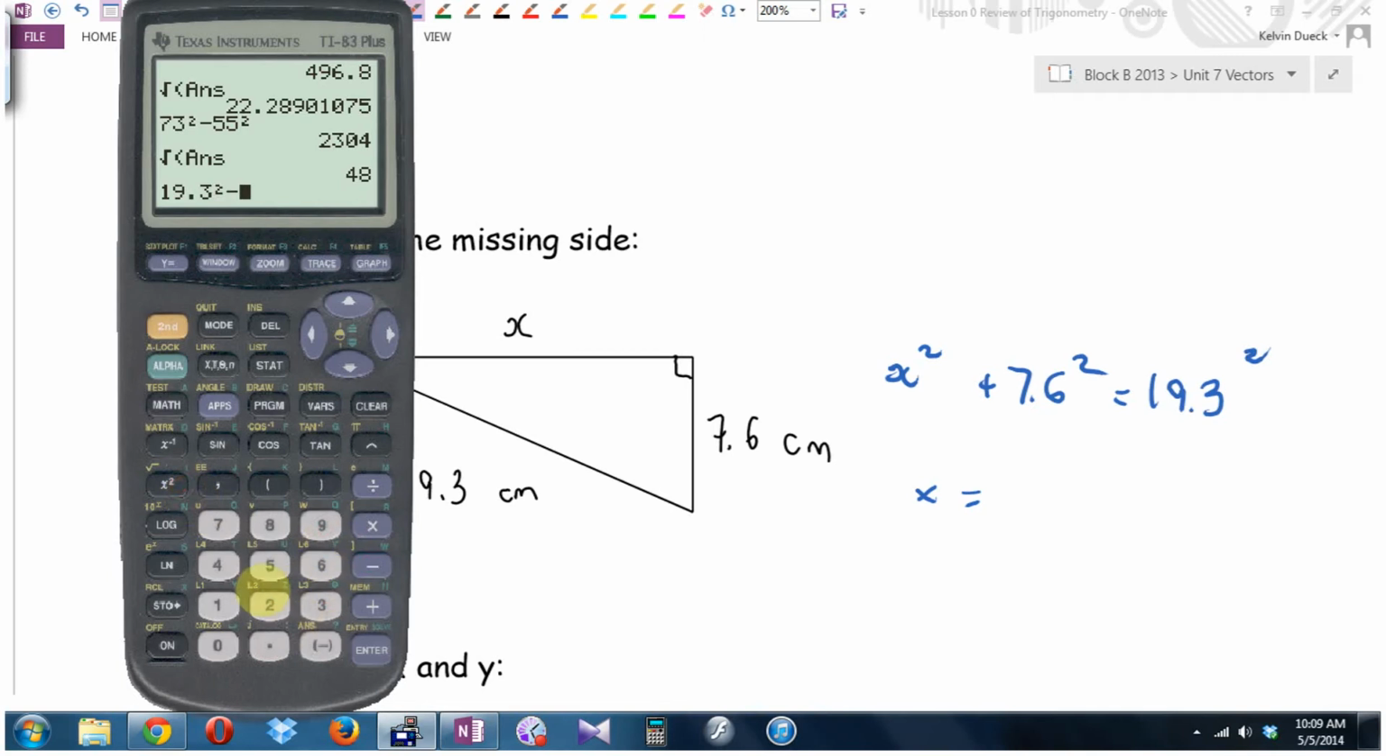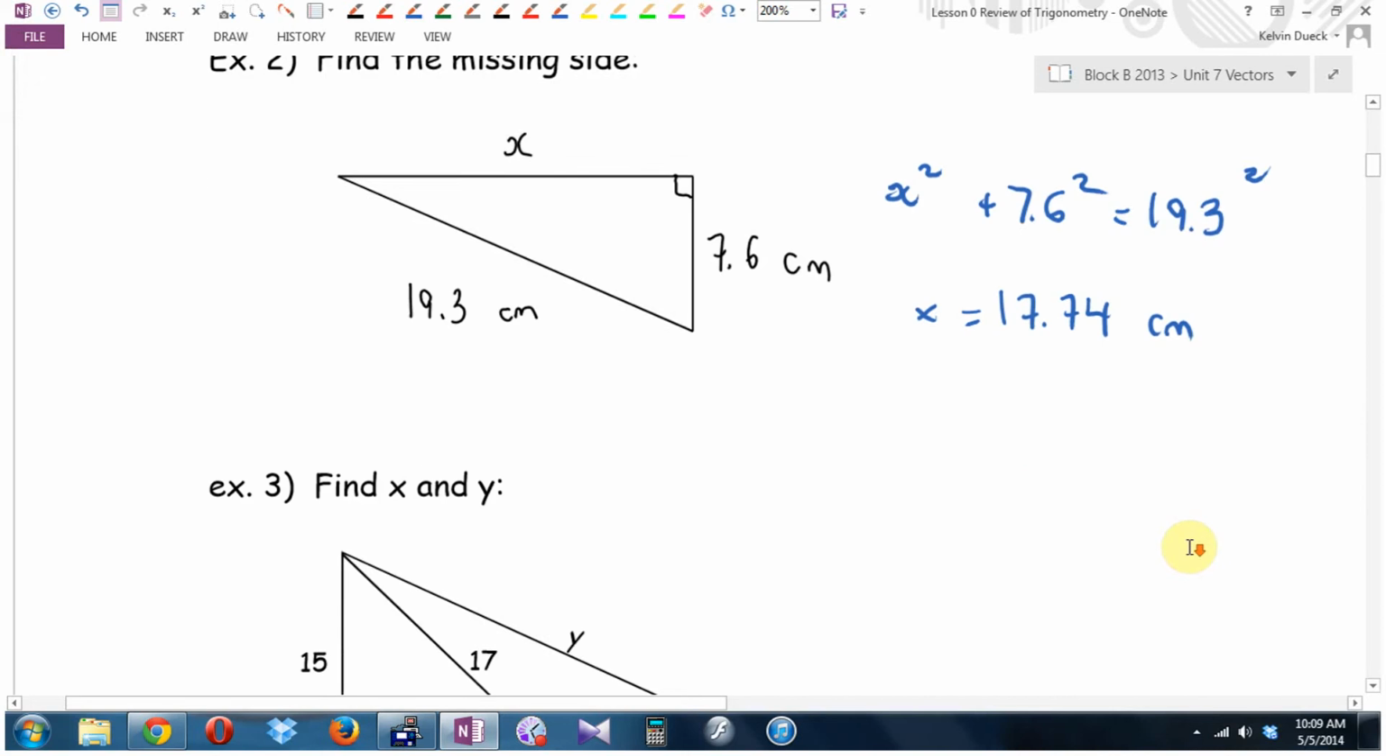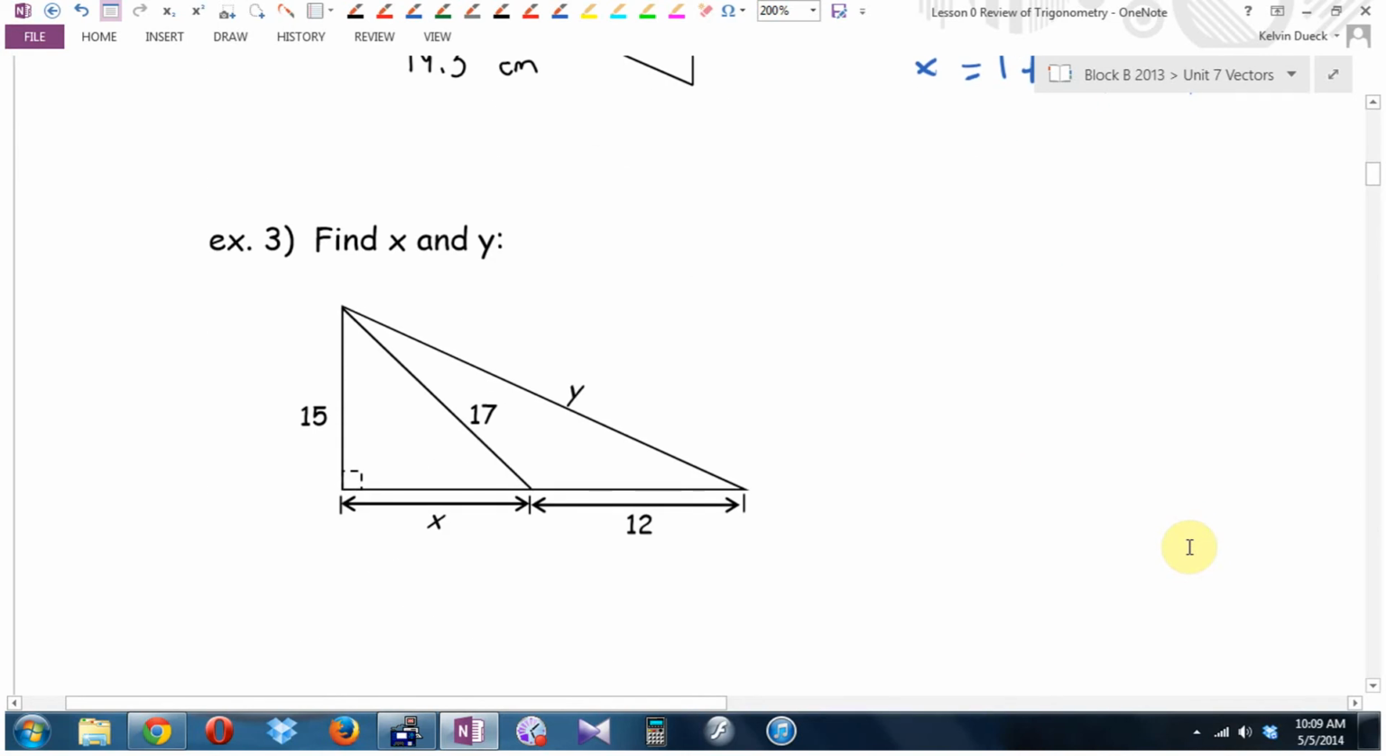So 19.3 squared minus 7.6 squared equals, square root. Do you get 17.74? How many sig figs? Well, technically 2, but I'll go to 4 sig figs, to 2 decimal places. 17.74 centimeters. Pythagoras. Kylie, we can also give you compound diagrams, like example 3. Example 3 says find x and y. How many triangles do you see in this question, actually? 3. Don't write this down.